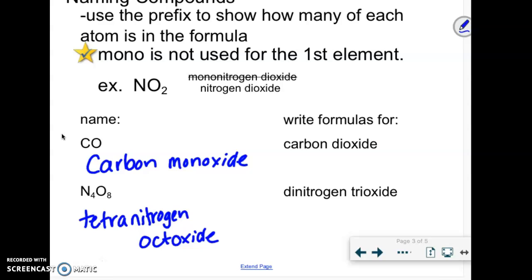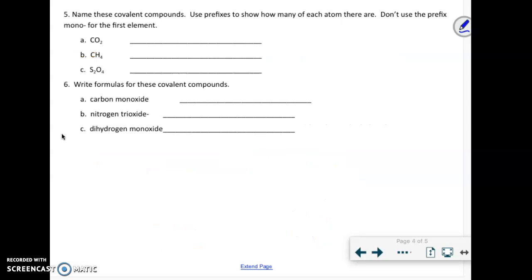Now when we're writing formulas, you do the same sort of thing. You are not, I repeat, you are not ever doing charges for covalent compounds. So it's really rather nice, okay? Carbon, there is no prefix out in front right here, so that means there's just 1 of them. So it's just the C. Di means 2, oxygen is O, so it's O2. Di means 2, nitrogen is N, so it's N2. Tri means 3, oxide is O, so it's O3. The tri goes with the O. So that's covalent compounds for you. It's pretty simple with those prefixes.